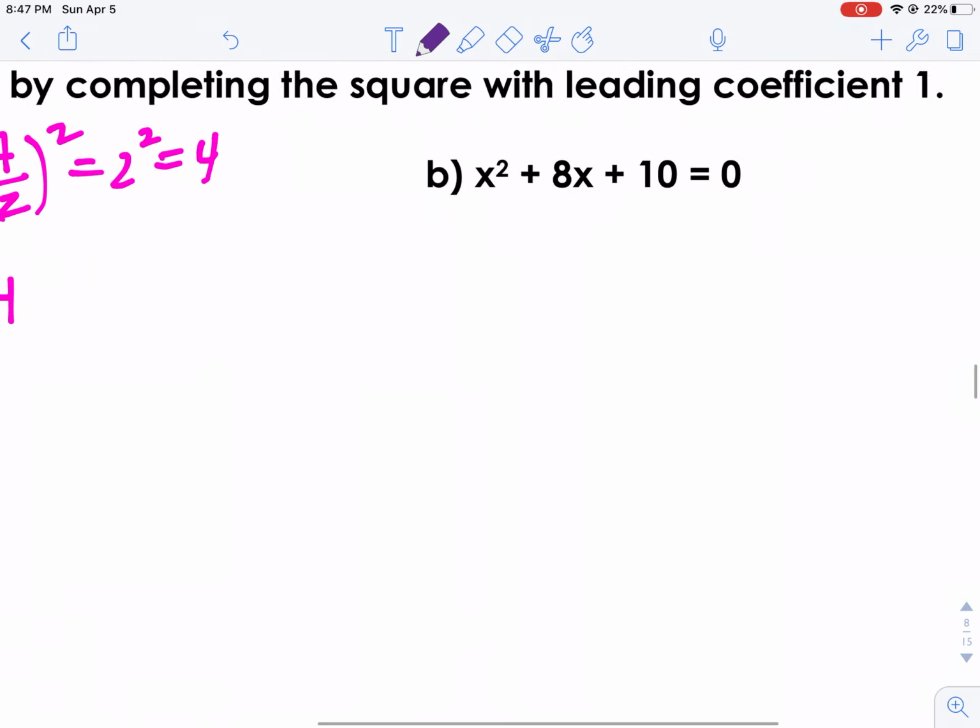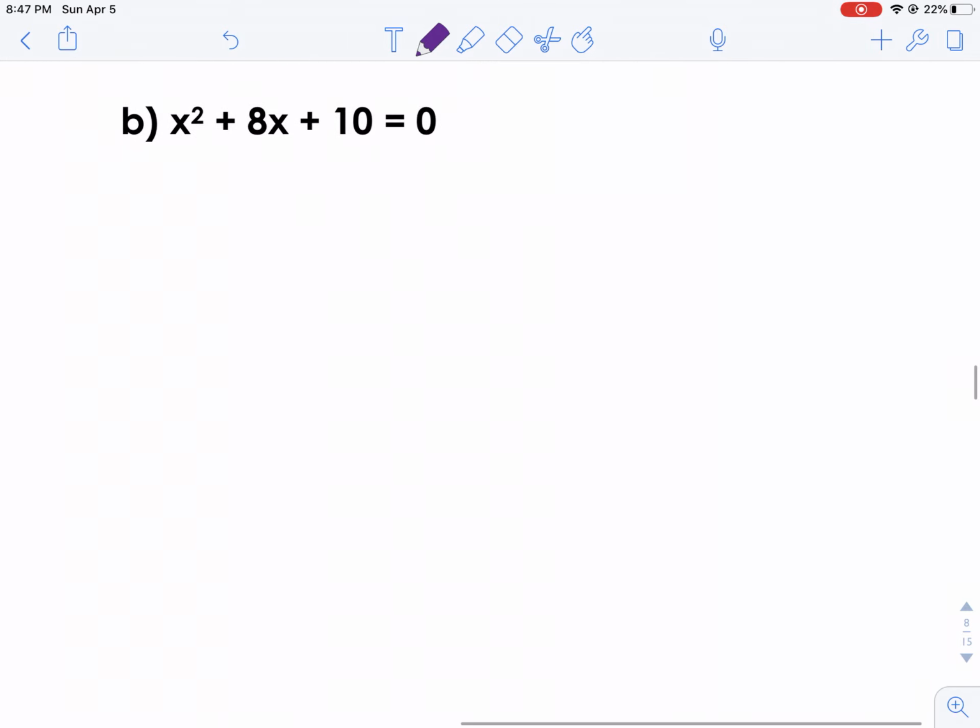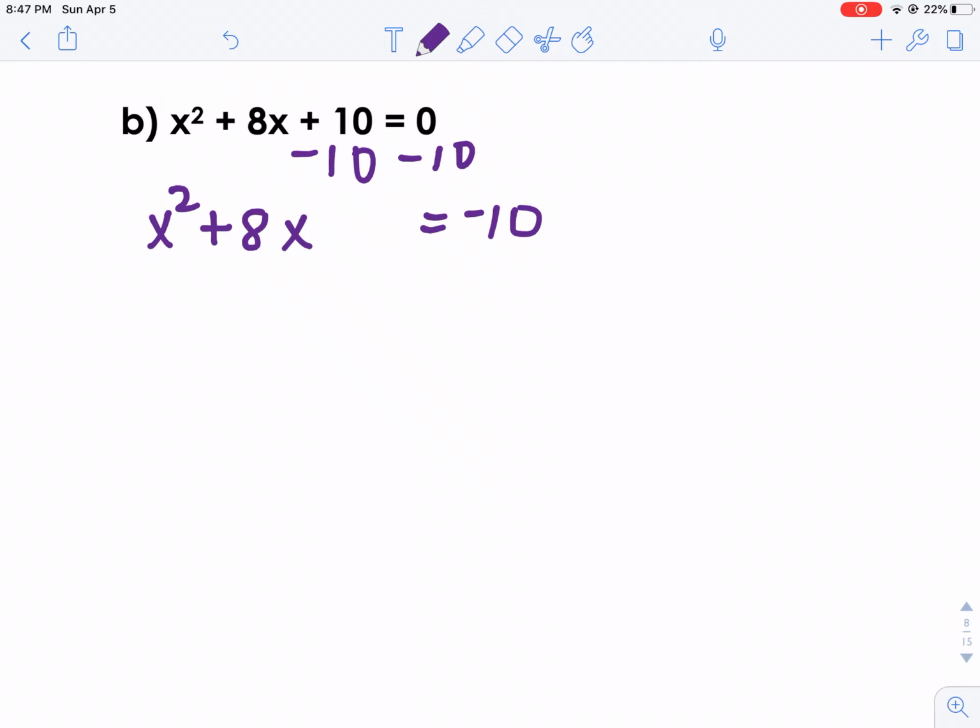All right, let's look at another one. So example B, we have x squared plus 8x plus 10 equals 0. So again, in solving this, we want to have our first two terms alone on the left-hand side. So we want to take away 10 from both sides. So that'll leave us with x squared plus 8x equals negative 10.